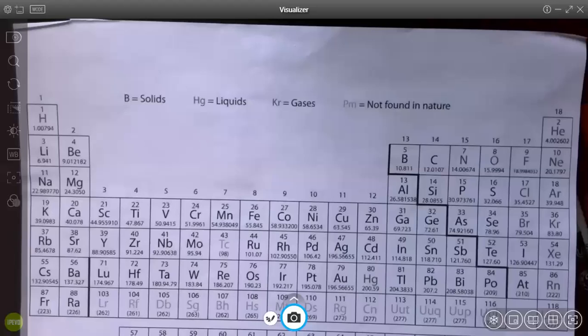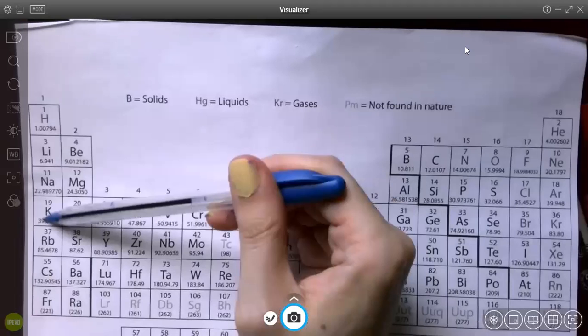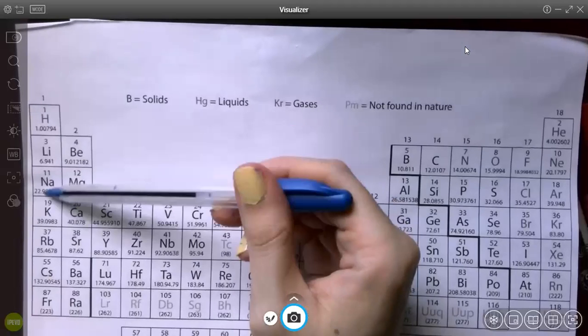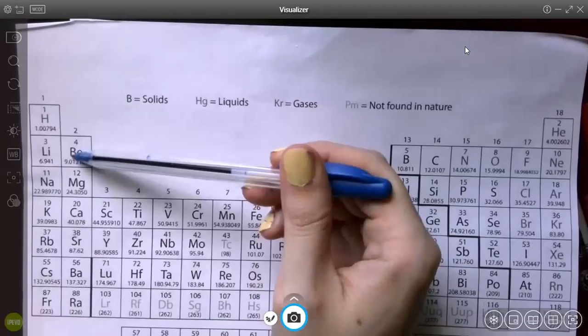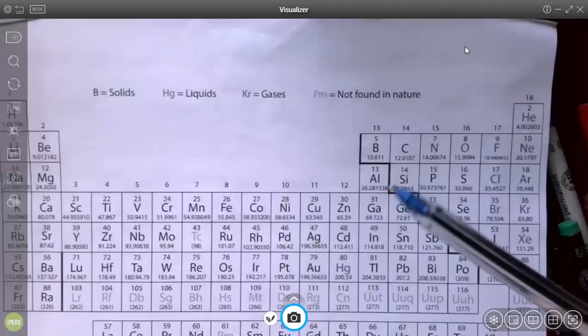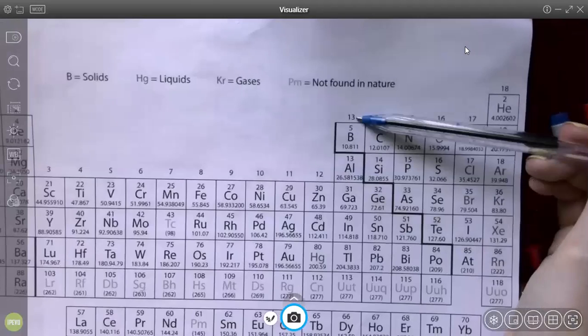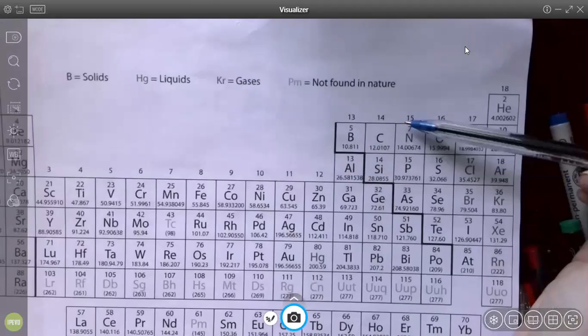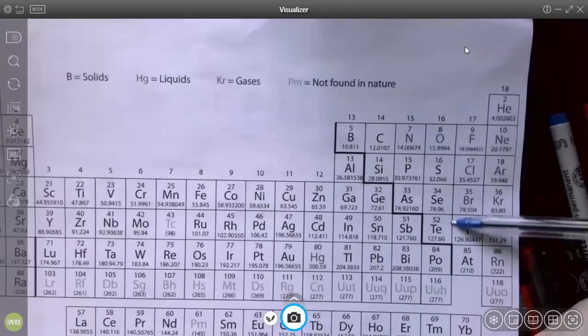Okay, so what that all means is, so we did the first 20 elements. So any element in group 1 here will all have one valence electron. And any element in group 2 will have 2 valence electrons. And then if we skip over to here, any element in this group will have 3 valence electrons. This group will have 4, this group will have 5, this group will have 6, this group will have 7, and the last group will have 8 valence electrons.